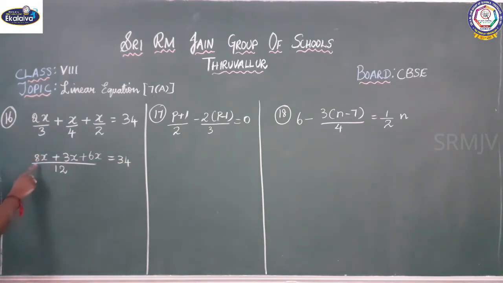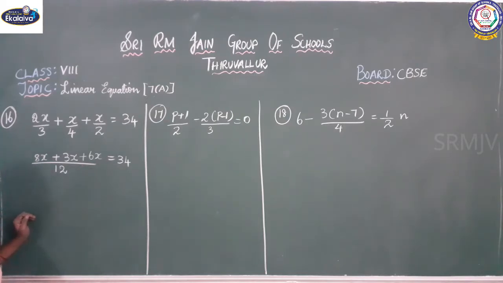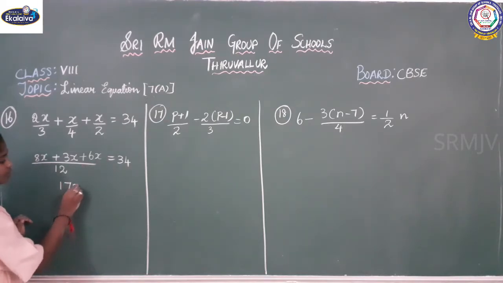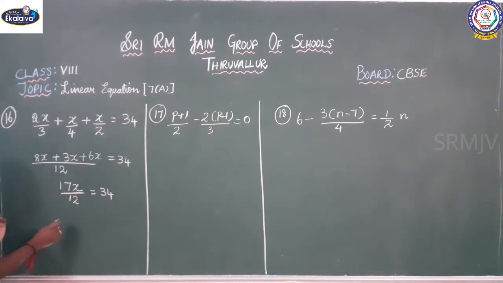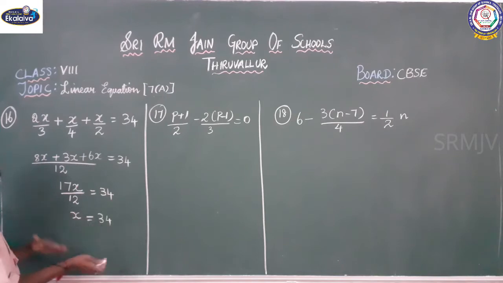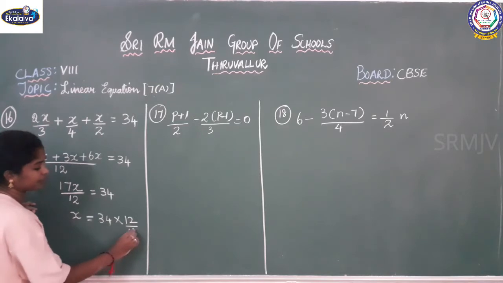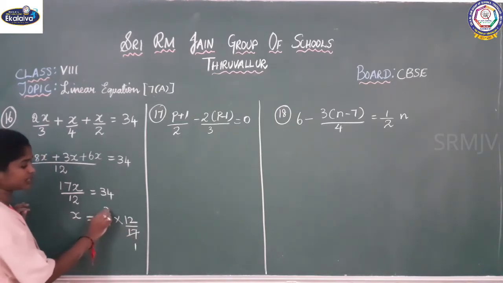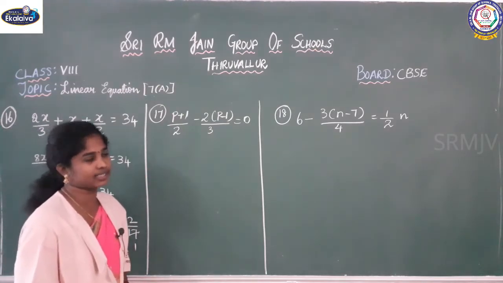Now, when you add 8x plus 3x plus 6x, you are getting 17x. 17x by 12 is equal to 34. I need x alone. So, I am keeping this x as it is, and I am going to bring this 17 by 12 this side, which means the reciprocal of 17 by 12 is 12 by 17. So 17 ones are 17, 17 twos are 34. So what I'll get? x is equal to 2 into 12, 24. So the value of x is 24. Let us see the 17th sum.